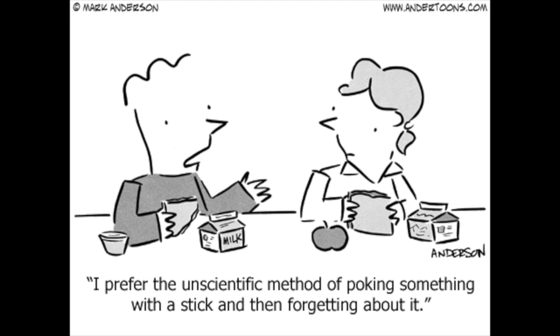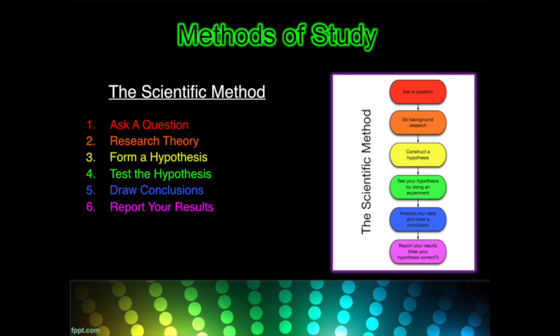The next thing that we would need to do is design an experiment to test our hypothesis. And then after we do our experiment, which we'll look at a bunch of different methods of experimentation and research coming up in this chapter momentarily, but after we have conducted our research, we would have to draw conclusions based on the results of our research. Did we support our hypothesis or not? And then finally, we have to report our results.